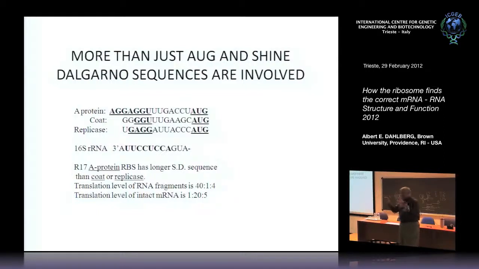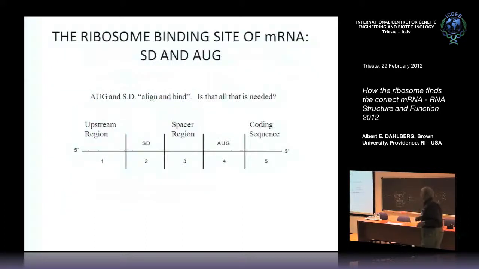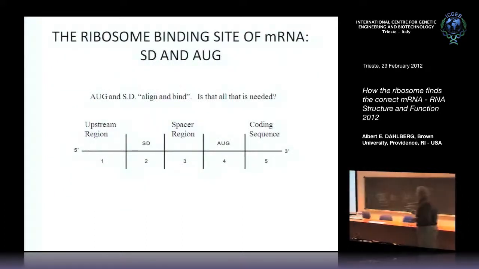So it was completely reversed. So that indicated that it was more than just the Shine-Dalgarno that was important. So the question now is, what are the other regions to look at, and how might they each contribute?